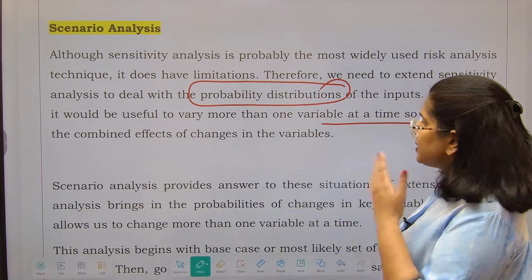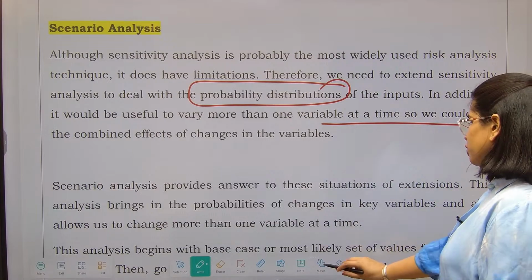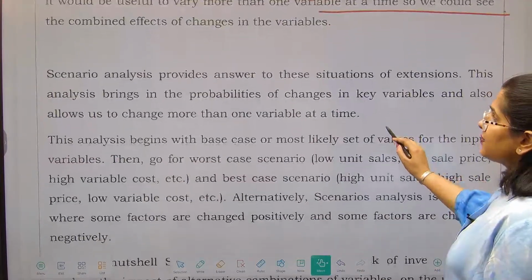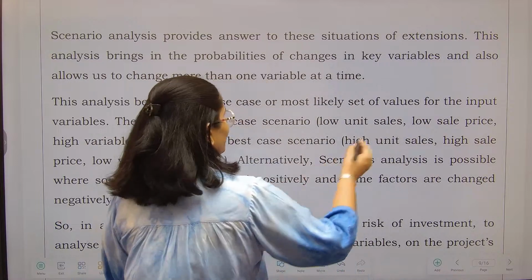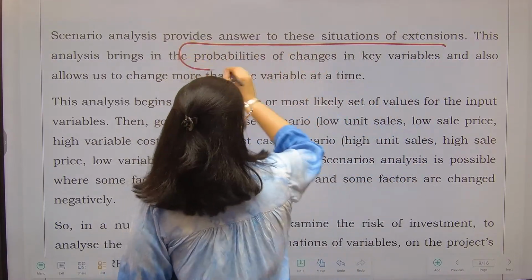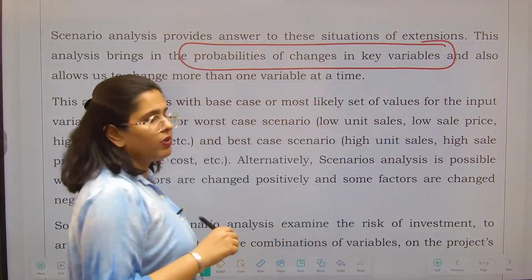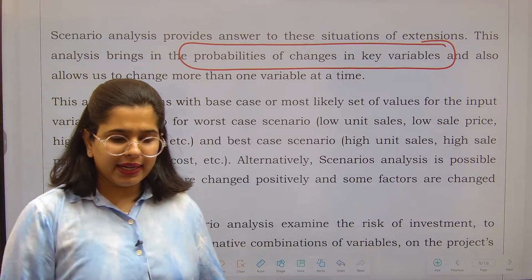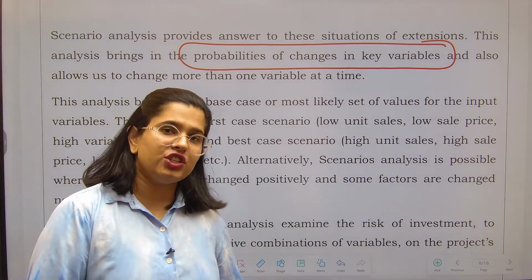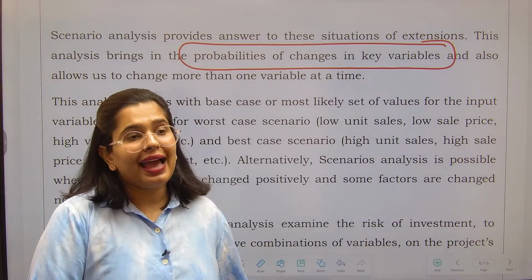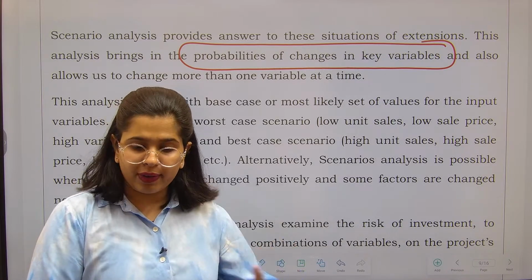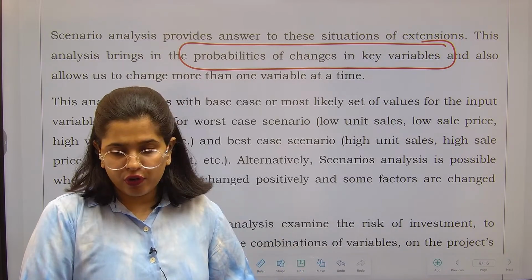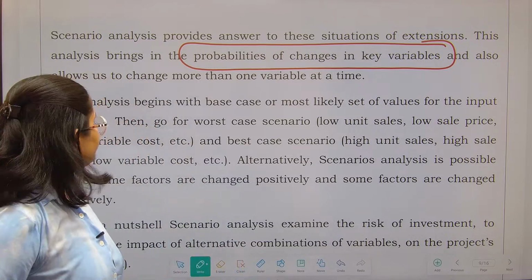So scenario analysis provides an answer to these situations of extension. This analysis brings in the probability of changes in key variables. Number one, we do see what the probabilities are that my key variables will be changing. What is the probability that my discounting factor will change? What is the probability, and how probable is it that my cash outflow will be changing or my cash inflow would be changing, right?